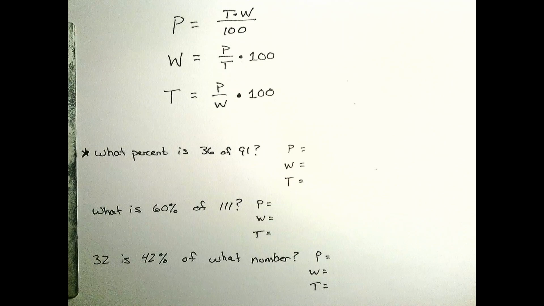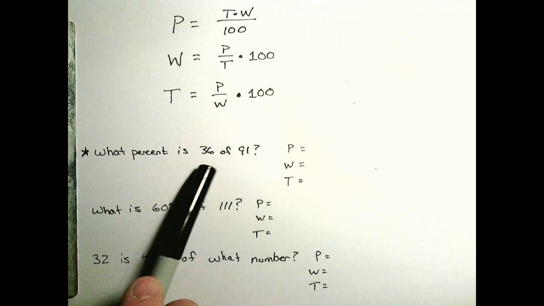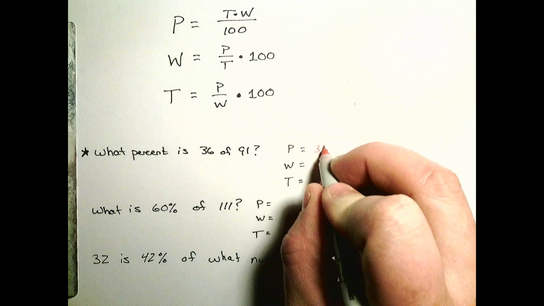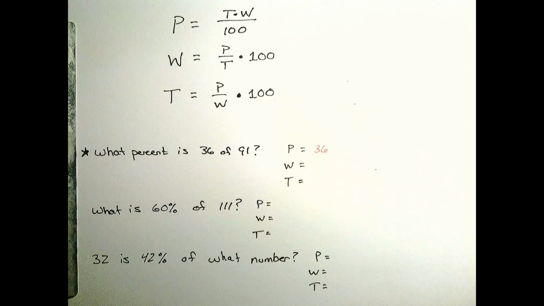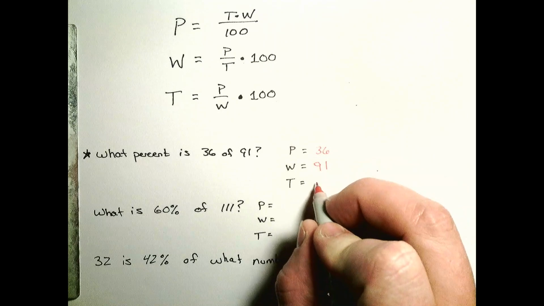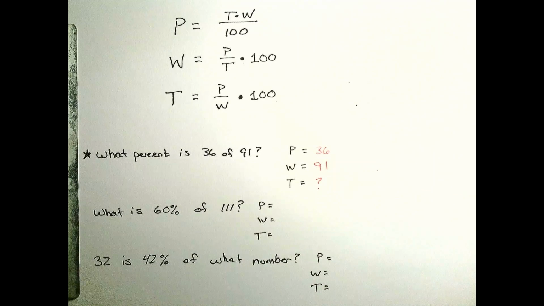Okay, let's start with this first problem. What percent is 36 of 91? What do they give me in this problem, Todd? 36 is your part. Okay, 36 is my part. 91 is my whole. That means I have to find T. Yeah. All right, and the next one.